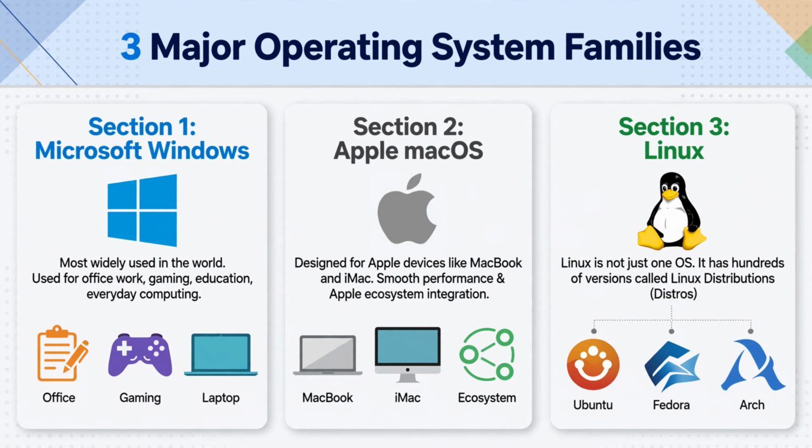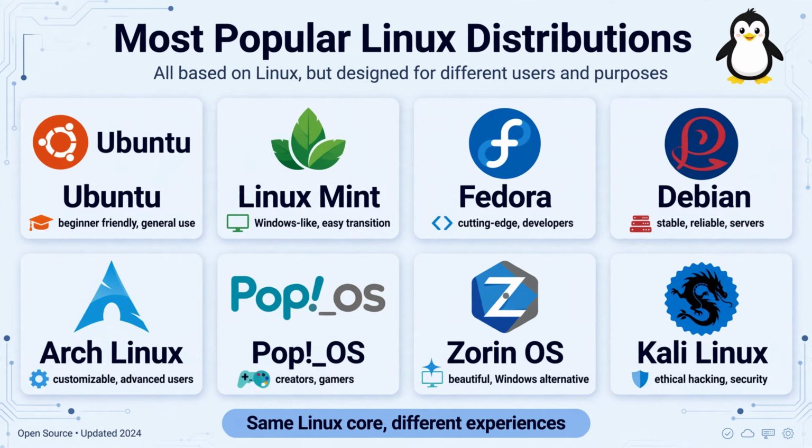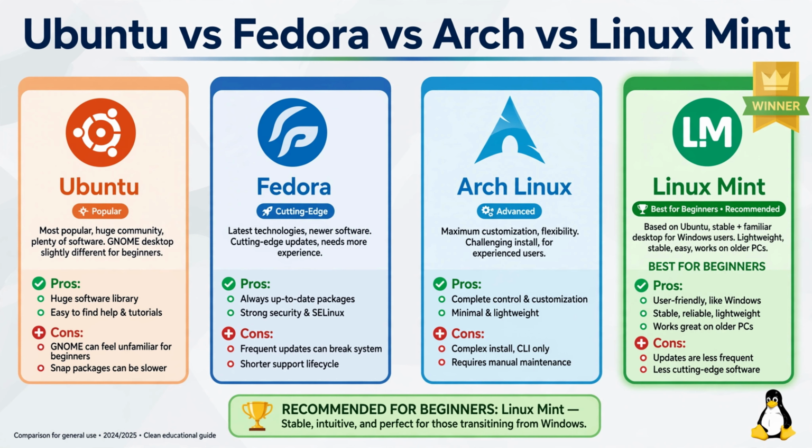Finally, we have Linux. Now here's something many beginners don't know. Linux is not just one operating system. Instead, Linux has hundreds of different versions called Linux distributions or simply Linux distros. Some of the most popular Linux distributions include Ubuntu, Linux Mint, Fedora, Debian, Arch Linux, Pop OS, Zorin OS, Kali Linux. Although all of them are based on Linux, each distribution is designed for different types of users and different purposes.